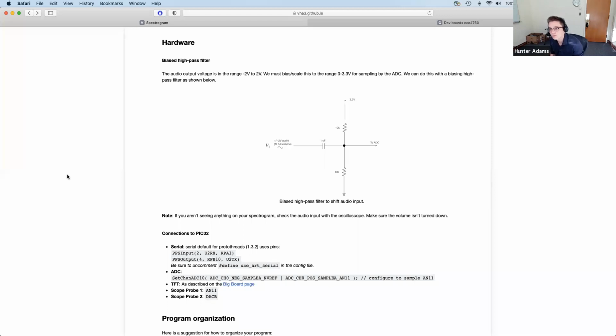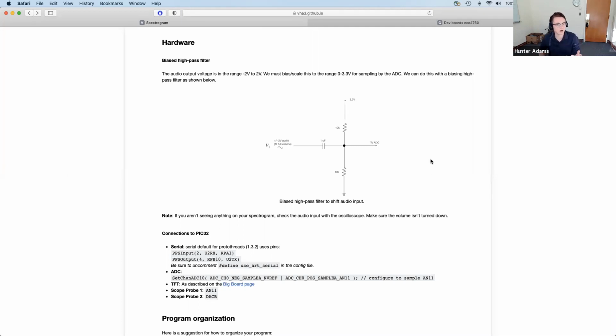The first piece of external hardware is a passive circuit that sits between the headphone jack output of the lab PC, where sound will be coming from the lab PC, and the analog to digital converter input of the PIC32. And the circuit that sits between these things is the one that's pictured here, which is a biased high-pass filter.